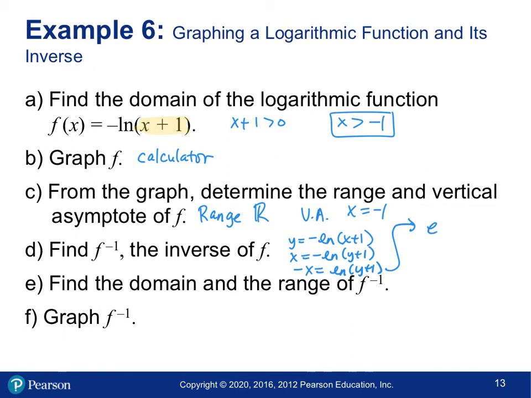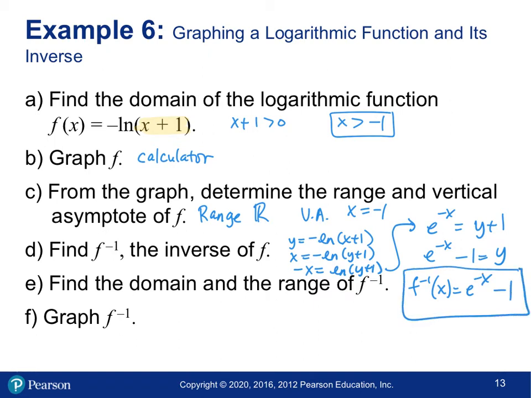Okay, so we have e to the negative x equal to y plus 1. So e to the negative x minus 1 is equal to y. So our inverse function would be e to the negative x minus 1. That wasn't so bad, if you remember how to work with the exponents.